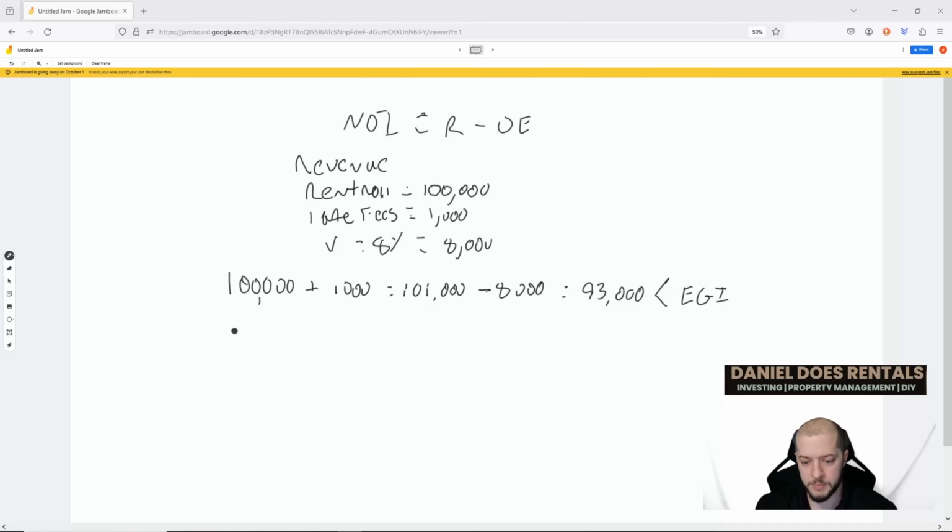Let's say our operating expenses are $50,000. So we're going to take our EGI, subtract our operating expenses, and that's going to give us our NOI of $43,000. So that is how you calculate your NOI.